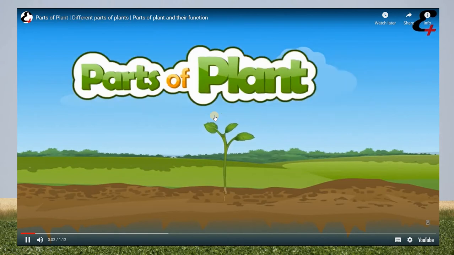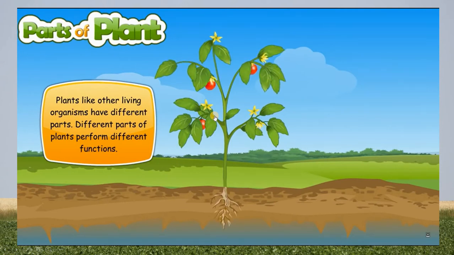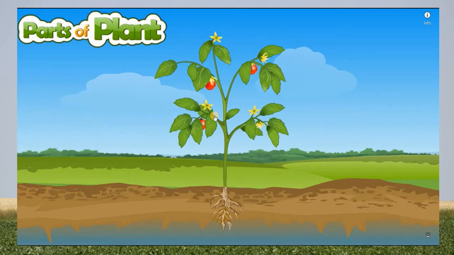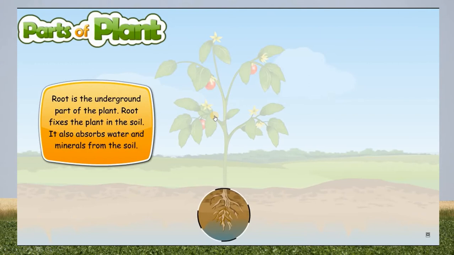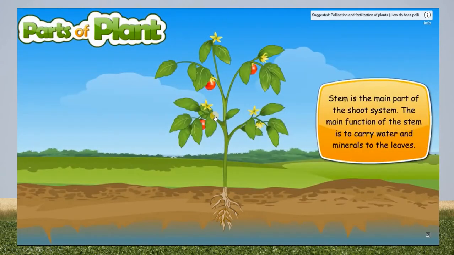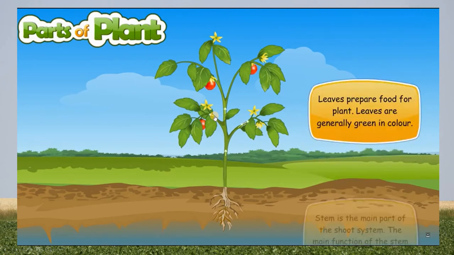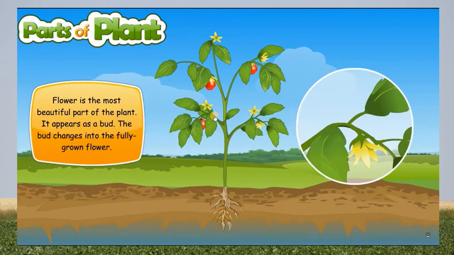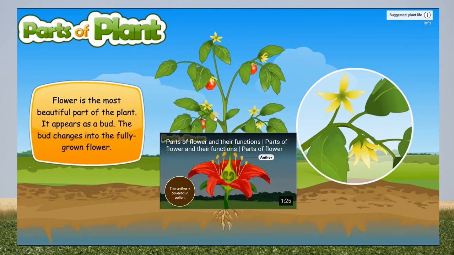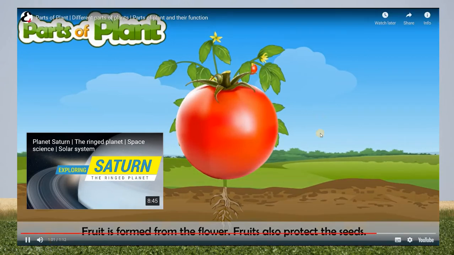Parts of plants. Plants, like other living organisms, have different parts. Different parts of plants perform different functions. A plant is mainly divided into two parts: root system, shoot system. Root is the underground part of the plant. Root fixes the plant in the soil. It also absorbs water and minerals from the soil. Stem is the main part of the plant. The main function of the stem is to carry water and minerals to the leaves. Leaves prepare food for plant. Flower is the most beautiful part of the plant. Fruit is formed from the flower. Fruits also protect the seeds.